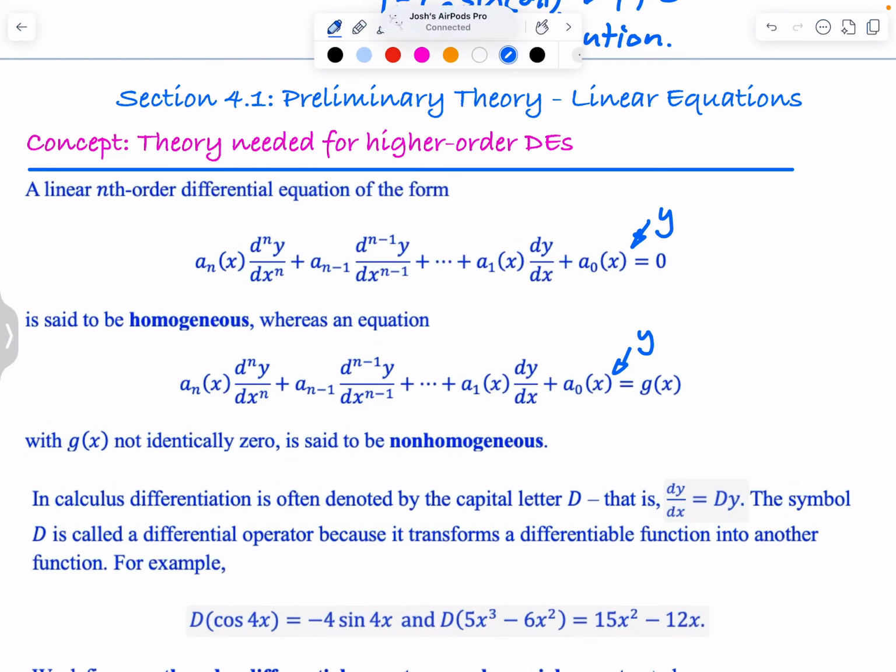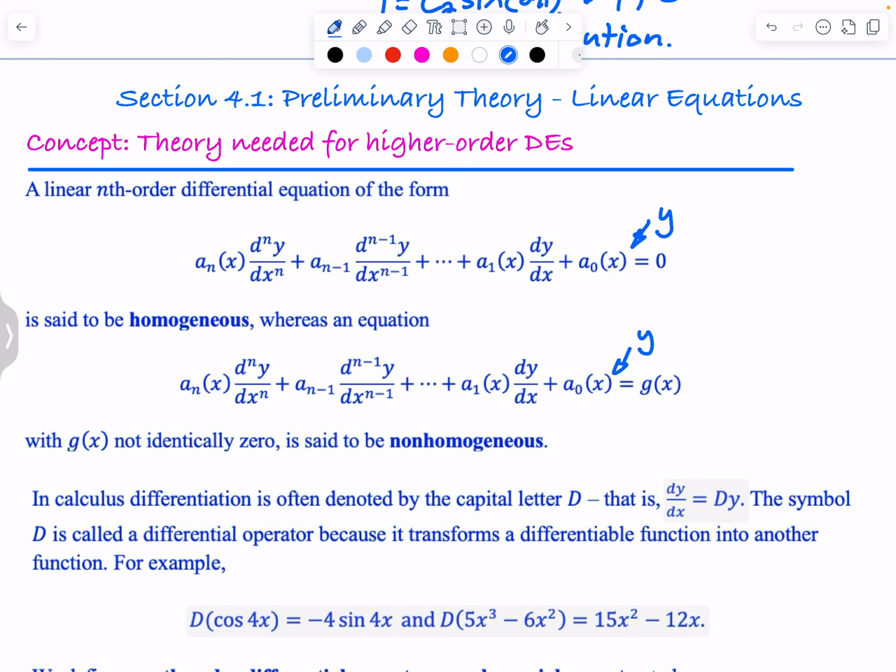This video will continue our discussion of section 4.1. This is preliminary theory for higher order differential equations. So we have another idea here. It's a pretty simple idea. Assume that we have a linear nth order differential equation of that form.